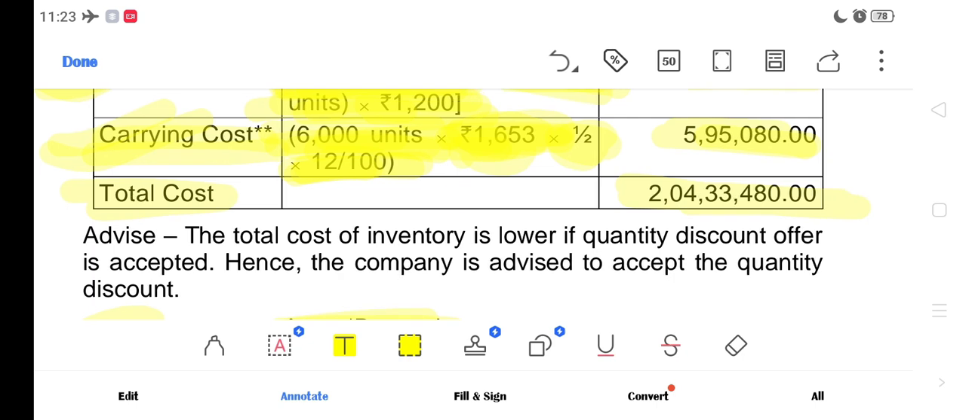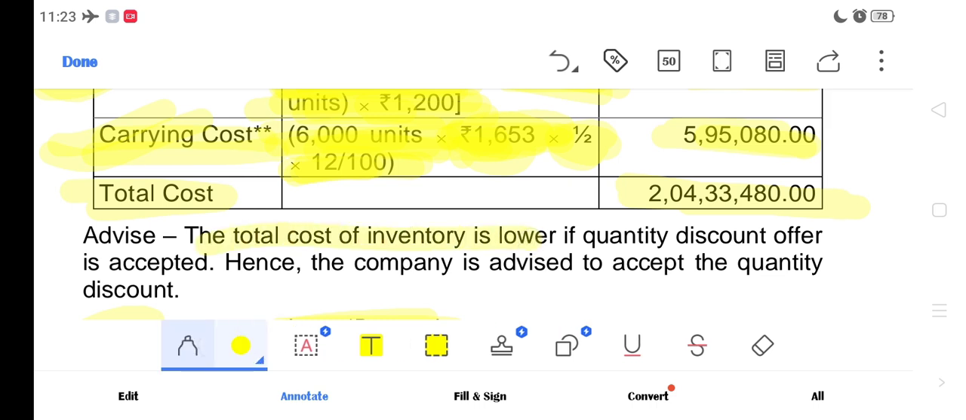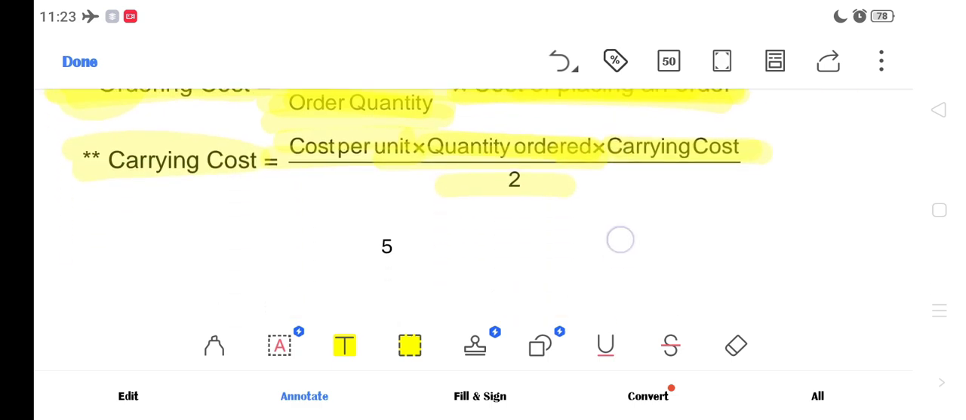So what is the advice you give? Whether to accept the quantity discount or not? Obviously yes. The total cost of inventory is lower if the quantity discount offer is accepted, no? Without quantity discount it is 2 crore 9 lakh and some change. And if we accept the quantity discount, you get a lower cost of inventory, no? So hence the company is advised to accept the quantity discount, right?